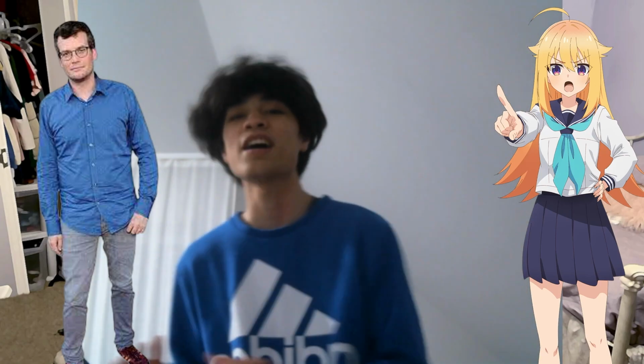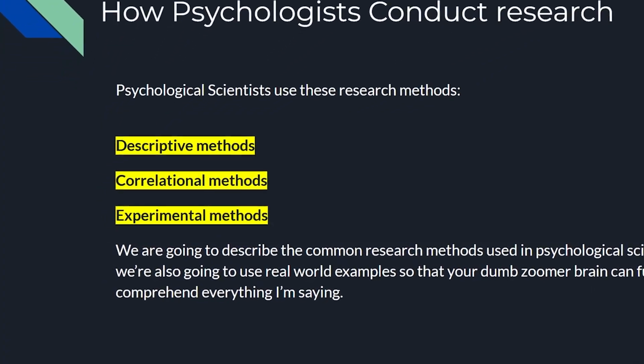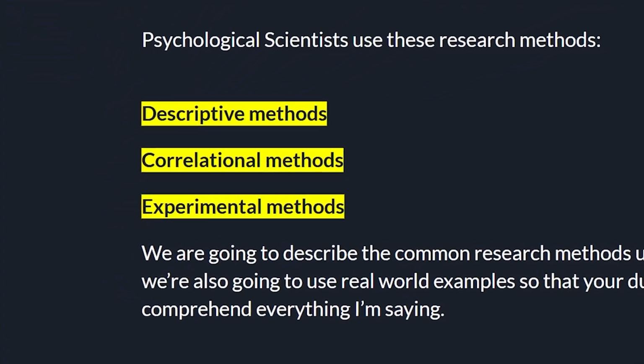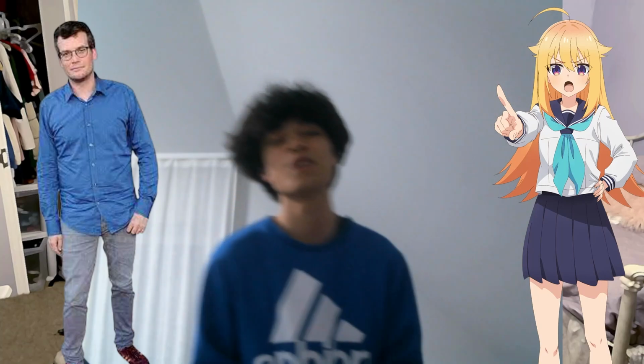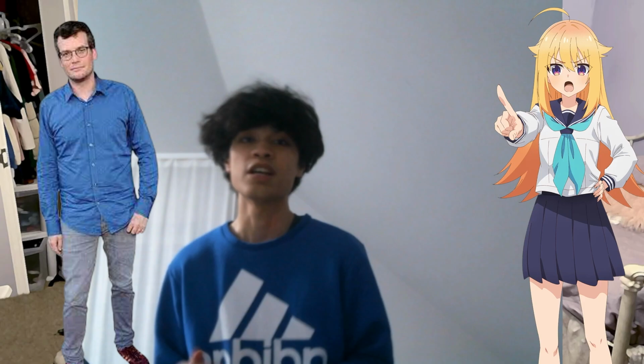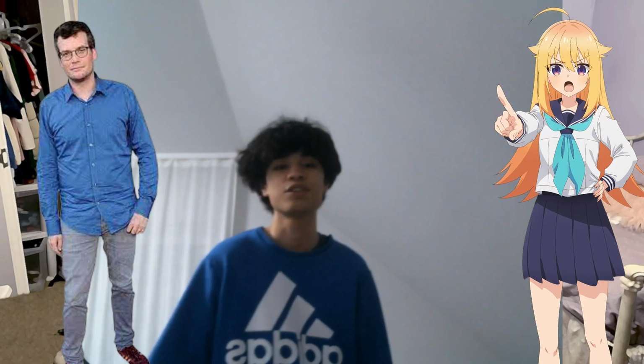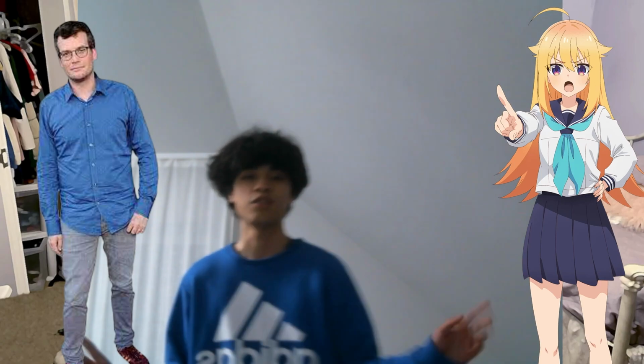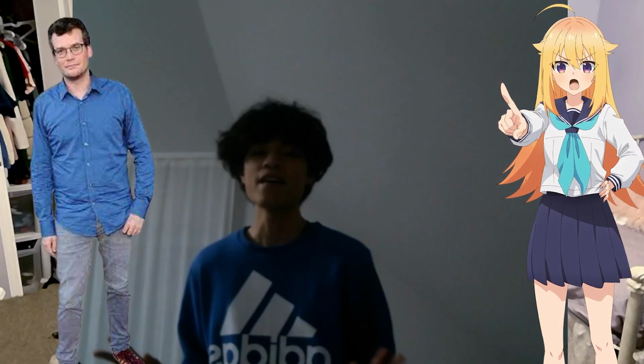When it comes to conducting research in the field of psychology, psychological scientists use 3 research methods. These research methods include the descriptive methods, correlational methods, and experimental methods. What we're going to be doing today is describing the common research methods used in psychological science, and we're also going to use real-world examples. We're going to start off with the first method, which I listed over here. It is the descriptive methods, all right?